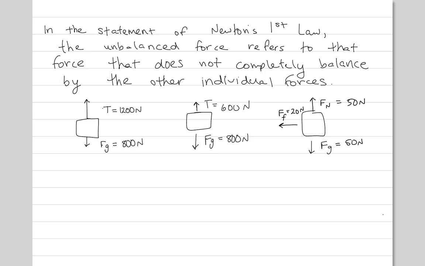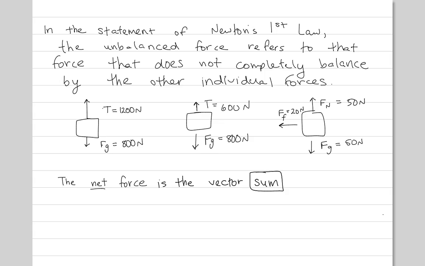Whew. All right. So for each example here, unbalanced force in each situation, there is a net force acting upon the object. So this is what we're going to talk about right now, the net force. Okay, so the net force is the vector sum. And we talked about this in the first unit. Remember that? Adding vectors. And right now this is only one dimension, right? So if I was to add, for the first situation, if I was to add these vectors, I would go 1200 plus negative 800. Do you agree? And you would have a net force of 400 newtons up, right?